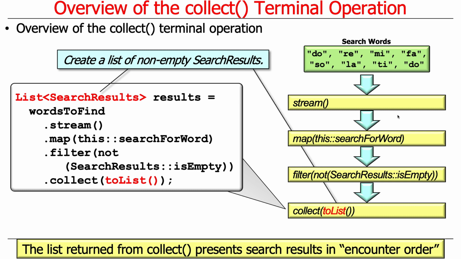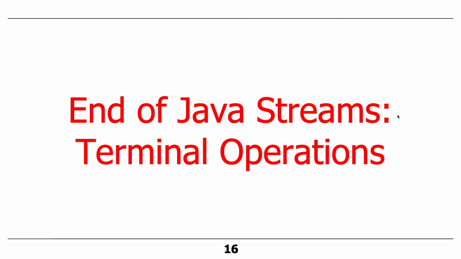And the list that returns from collect will present the results in so-called encounter order. And encounter order just means the order that they came into the input to begin with. So do, re, mi, fa, and so on. That's the order that they were encountered. We'll talk more about encounter order versus other types of orders later when we talk about parallel streams.